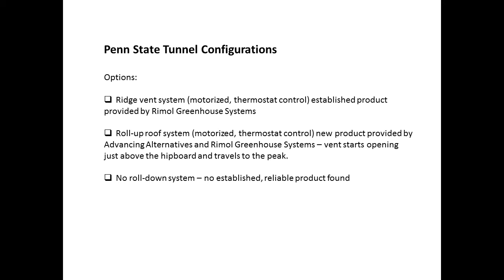We configured it upon a ledgewood structure, but it had the same grade and Gothic characteristics of our structures, the peak that we wanted. And we also installed a roll-up roof system, which is a relatively new product by Advancing Alternatives and ourselves. It's also motorized, also controlled, and solar powered. And these start to open just above the hip board, and then they travel up to the peak approximately 7 or 8 feet, and then they stop.